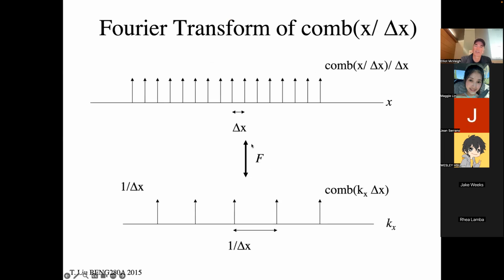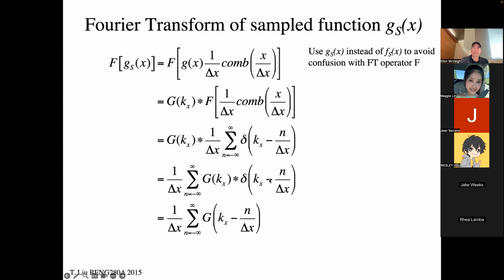So here's our comb function, delta x. The comb function in the Fourier domain has period 1 over delta x. As delta x gets smaller, this is going to get wider, farther apart. So here is the Fourier transform of my sampled function. I have g of x, a continuous function, and I sample it with my comb that has spacing delta x, and take the Fourier transform of that whole thing.